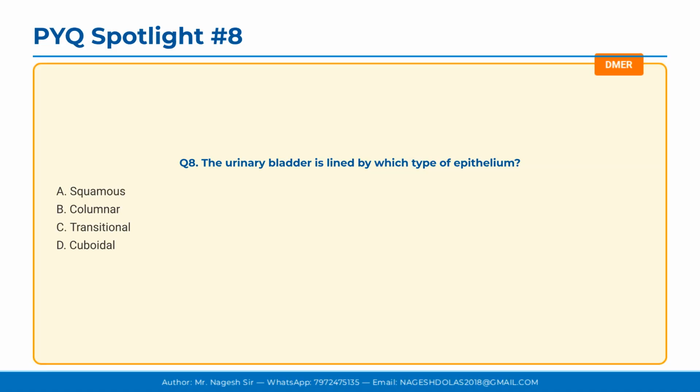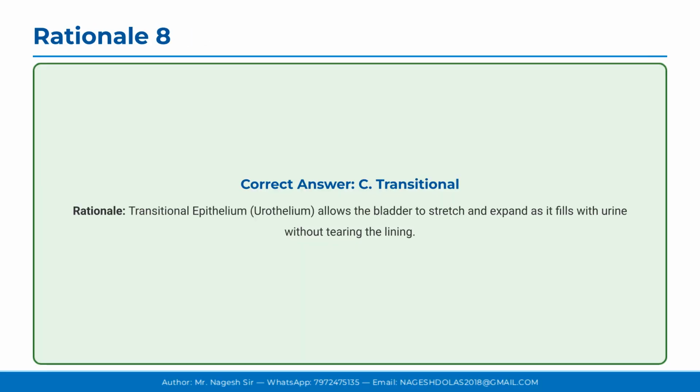PYQ Spotlight number 8 asks, the urinary bladder is lined by which type of epithelium? A. Squamous, B. Columnar, C. Transitional, or D. Cuboidal? The correct answer is C. Transitional epithelium, also called urothelium. This specialized lining allows the bladder to stretch and expand as it fills with urine without tearing the tissue.